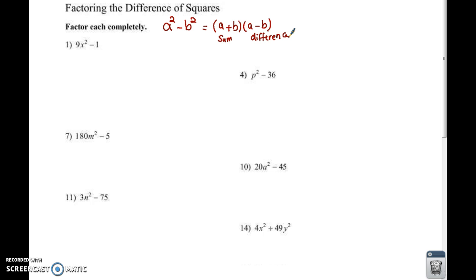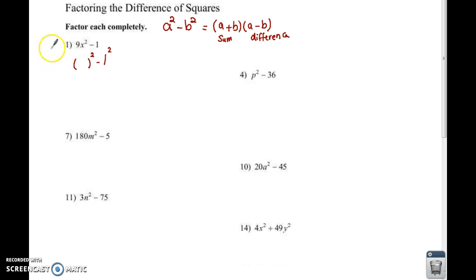Now, we have a small challenge here. In 9x squared, the square belongs only to x. We need it to be in the form of a squared minus b squared. Now, 1 is an easy number. We all love the 1, right? Because 1 squared is just 1. So, now I got my b squared. Now, let's look at the a squared, which is a little bit of a challenge, but it's not a big deal.